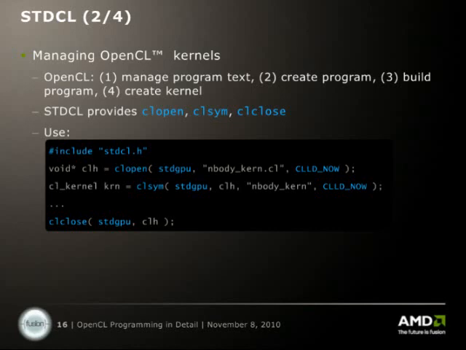As far as managing the kernels, as I said, it's a just-in-time compilation model that OpenCL supports. So you would have to manage your program text. You would have to manage the raw strings of your program. You'd have to create the program, build the program, and create the kernel. What standard CL provides is just a simplified way to do this. So you essentially can get your kernels with two calls. You use clopen to open up the file that you have your kernel code in. So you get a handle from that call, and then you use that handle and query by name the kernel that you'd like to build and link. And the result is that you get an OpenCL kernel that's ready to use.